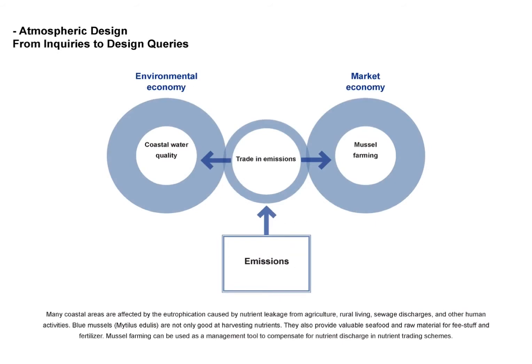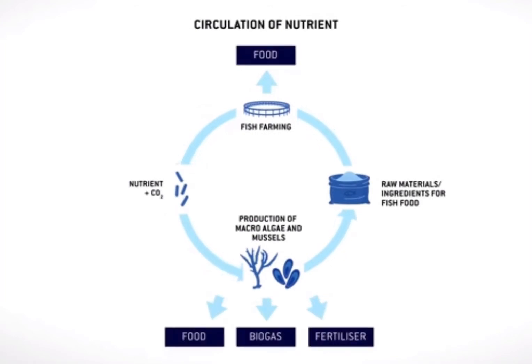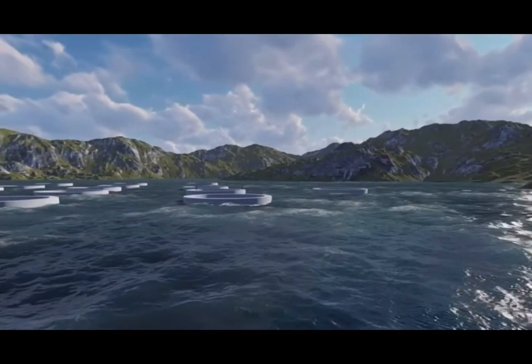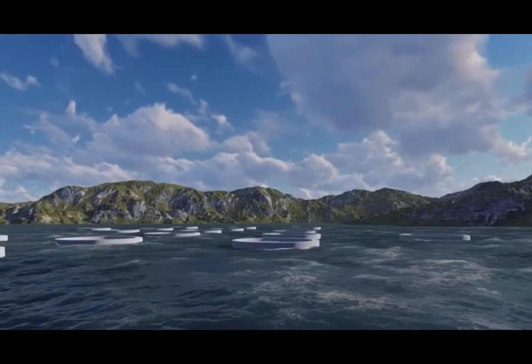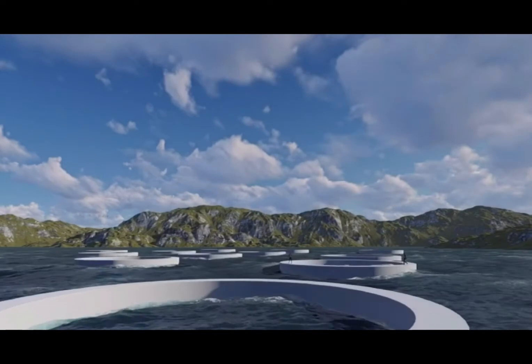Many coastal areas are affected by the eutrophication caused by nutrient leakage from agriculture, sewage discharge, and other human activities. The blue mussels are not only good at harvesting nutrients, they also provide valuable seafood and raw material for foodstuff and fertilizer. Mussel farming can be used as a management tool to compensate for nutrient discharge in nutrient trading plans. The design aims to establish a coastal sustainable aquaculture system through the cultivation of fish, mussel, and seaweed to filter coastal aquaculture emission and improve seawater quality.